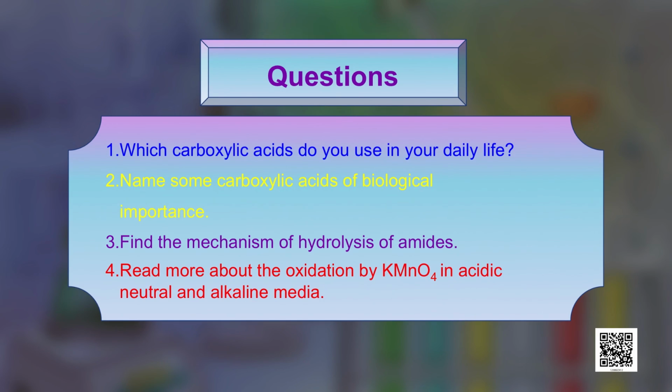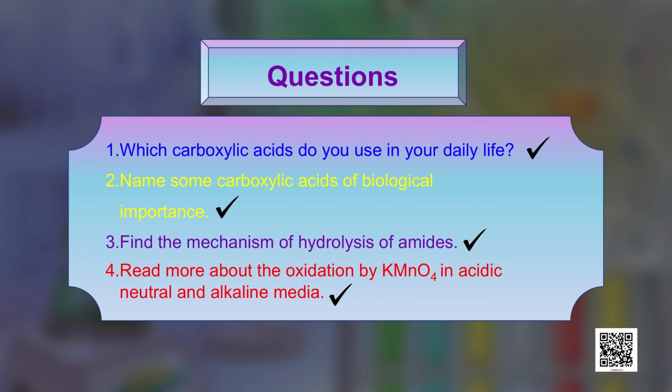So, you have now understood the important methods of synthesis of carboxylic acids. There are some questions for you to answer. Which carboxylic acids do you use in your daily life? Name some carboxylic acids of biological importance. Find the mechanism of hydrolysis of amides, and also you can read more about the oxidation by KMnO4 in acidic, neutral and alkaline media.